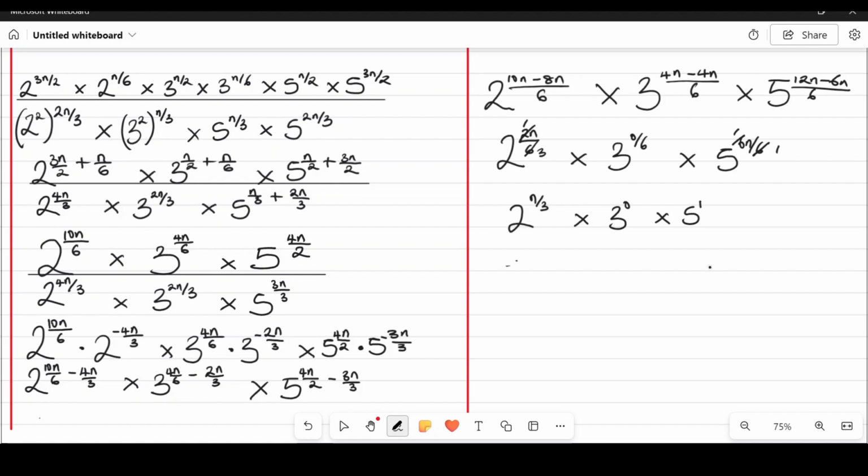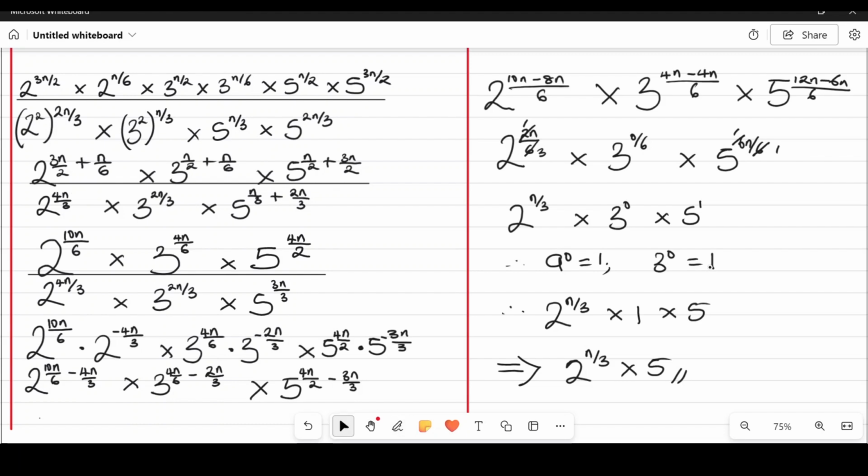We know that from our zero law that a raised to the power of 0 is equal to 1. So therefore 3 raised to the power of 0 is equal to 1. Hence our solution becomes 2 raised to the power of n divided by 3, times 1, times 5. So therefore we arrive at 2 raised to the power of n divided by 3, times 5. That is our answer for the exponential expression given to us.